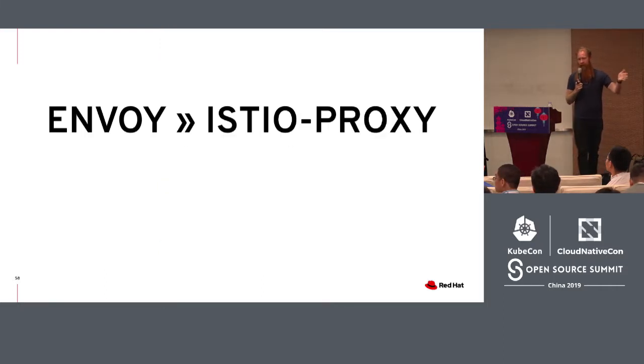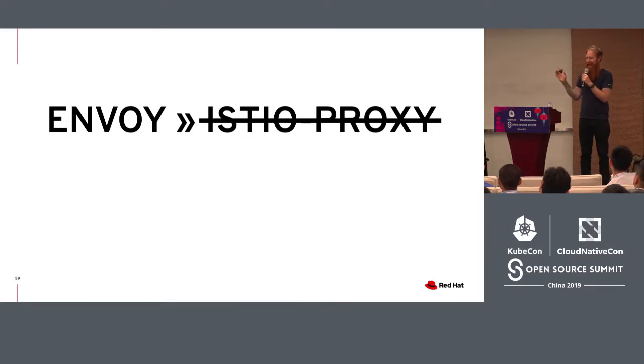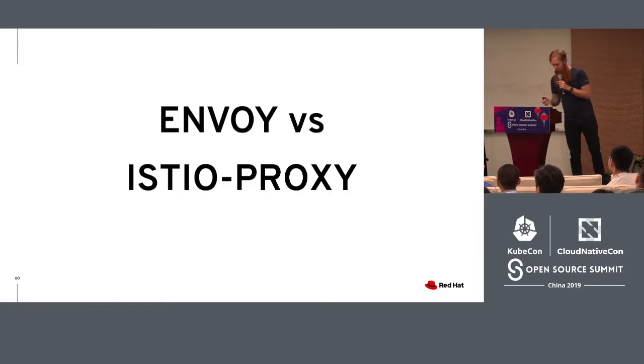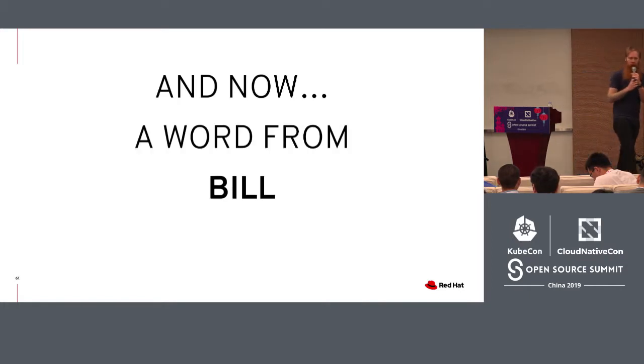Envoy is the upstream for Istio proxy, but Envoy is not Istio proxy. And I don't want to focus on Istio since this is a CloudNativeCon talk, and Istio is not a Cloud Native Computing Foundation project, but it carries a patch set atop Envoy to create the component Istio proxy. So there are some differences here, and Bill is going to spend a few minutes talking to us about these changes, or the changes that brought the Istio patches along. And now, a word from Bill.